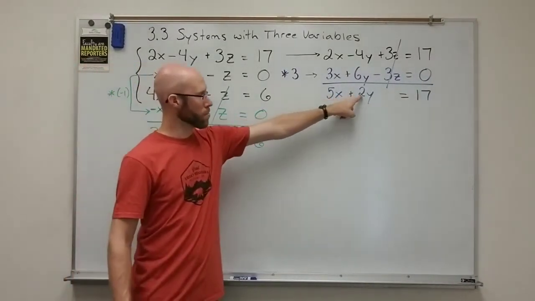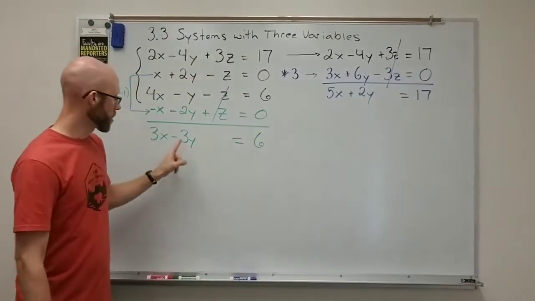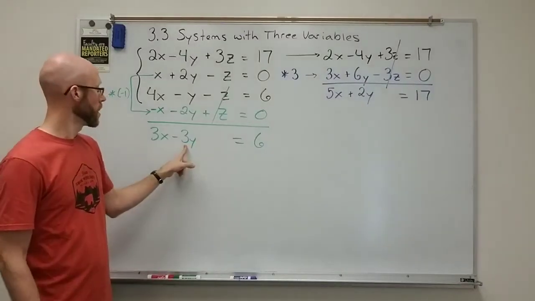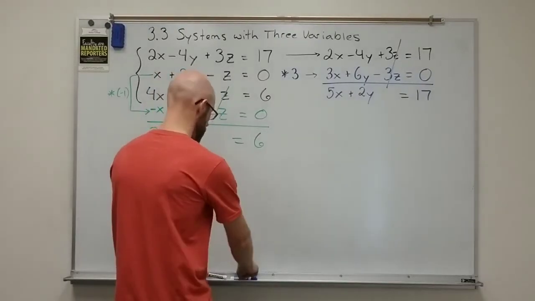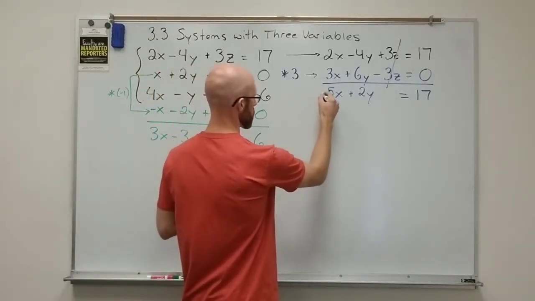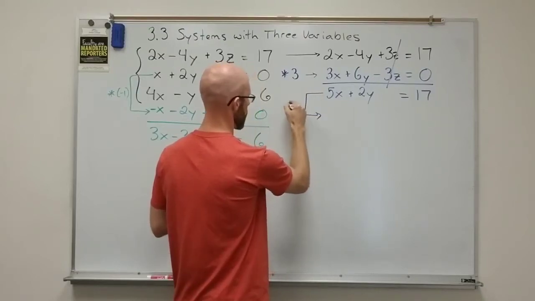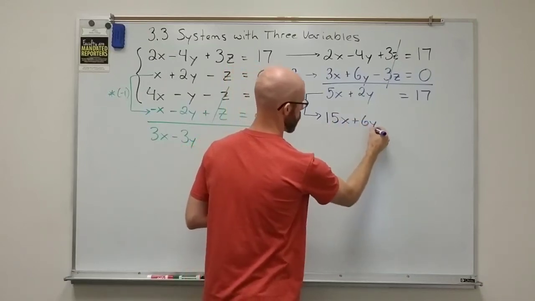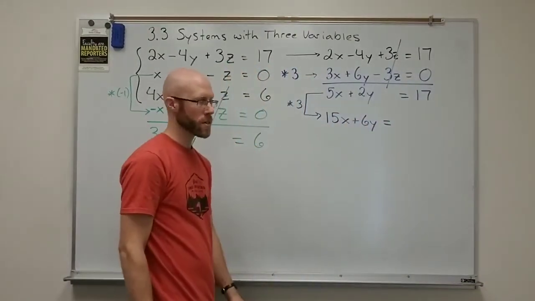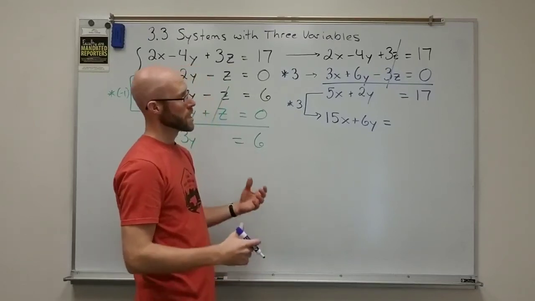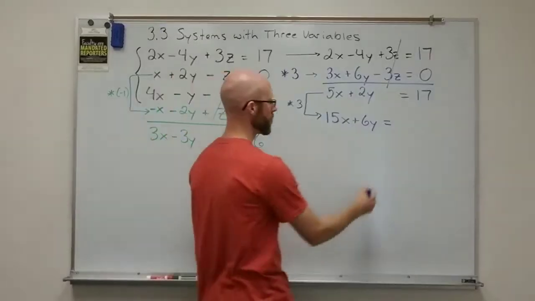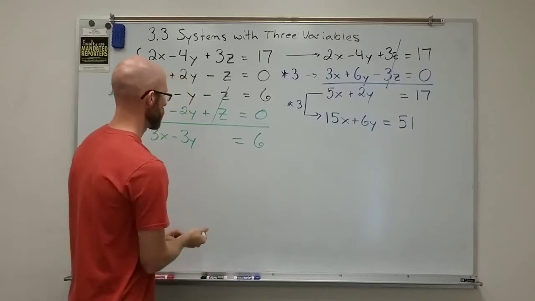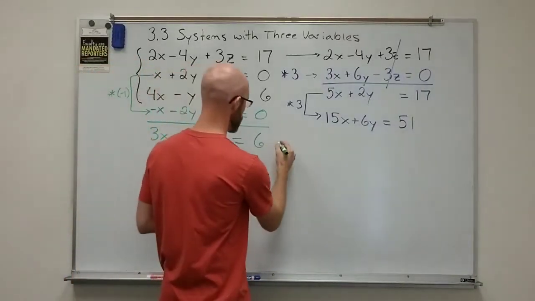To do that, I need to multiply the blue equation by 3 and the green equation by 2, and that will get them both to the least common multiple of 6. Let me write this up. So the blue equation, I'm going to multiply by 3, and that will give me 15x plus 6y equals, what's 3 times 17 is 50, 51. I should know that faster. And then the green equation I want to multiply by 2.